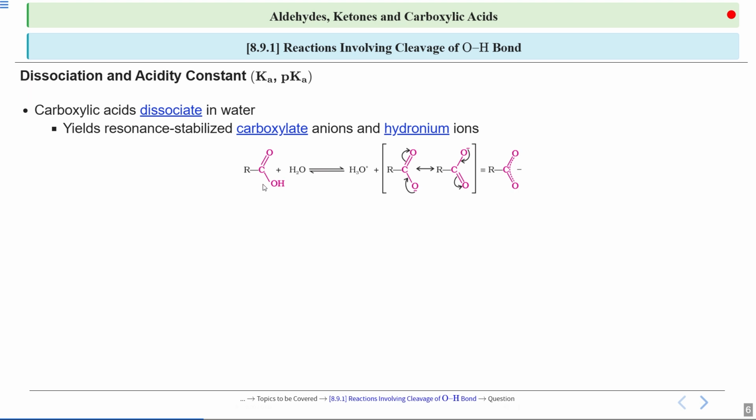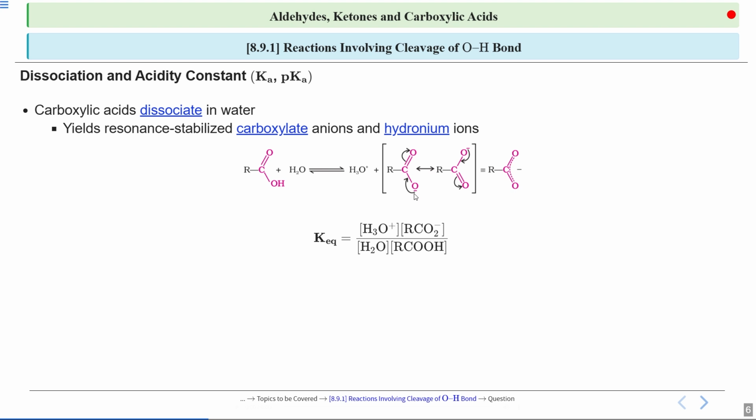If you look at this particular image, here you will see the dissociation process of carboxylic acids. This is a carboxylic acid. When it dissociates in water, it gives the hydronium ion, which is H3O+, and this is the carboxylate anion. These carboxylate anions are resonance stabilized. You can see the spread of this negative charge, which is stabilizing the anion. So this is the resonance stabilized carboxylate anion.